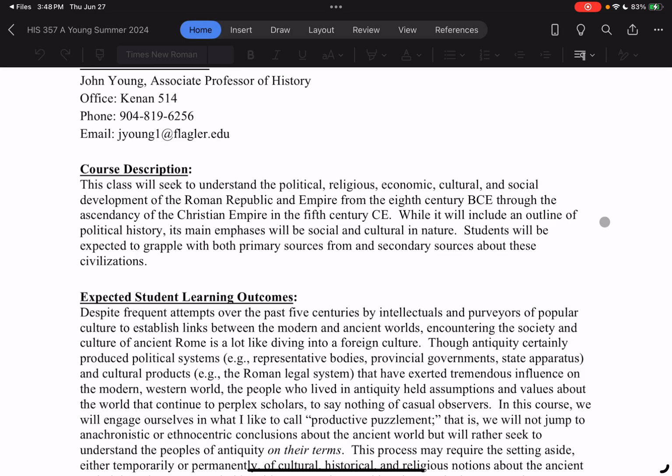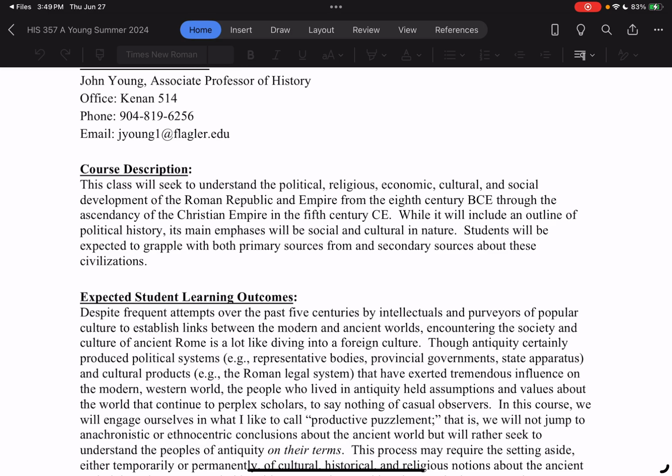This course is a survey in a sense. It's an upper division course, but it does cover nearly 1,000 years of history. We're going to be talking about the political, religious, economic, cultural, and social development of the Roman Republic and eventually the empire. These are separate distinctions. I think the empire is probably more famous, but the Roman Republic is arguably more influential, at least in terms of its long-term influence, and we'll talk somewhat about that.